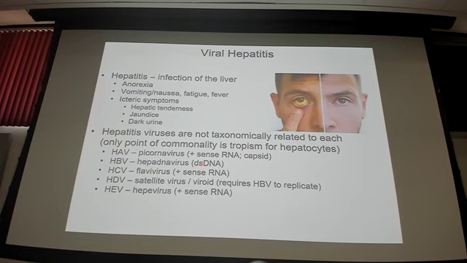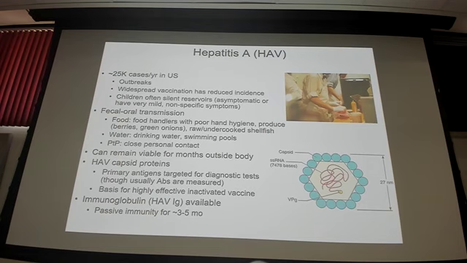Alright, so let's start talking about hepatitis A virus. This is transmitted by the fecal-oral route, and we have a vaccine for it. The 25,000 cases in the U.S. is probably on the high side, and now with the vaccine that is routinely given to the population, these cases have significantly dropped. That said, we still get outbreaks of hepatitis A, and those outbreaks are usually related to contaminated food or water.